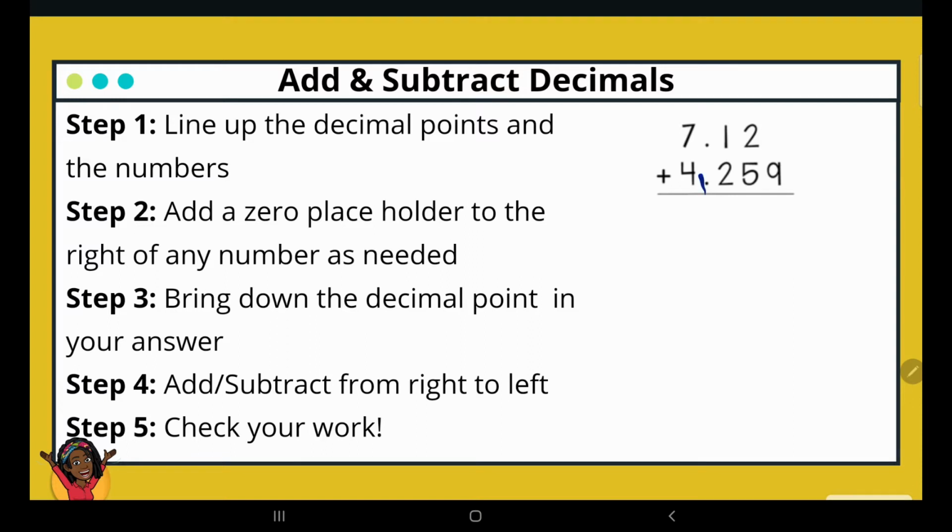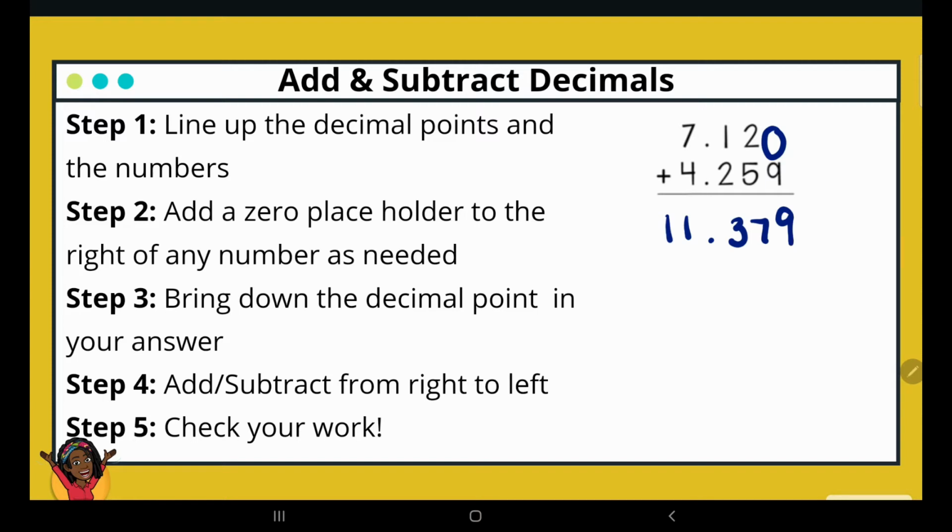As you see, these decimal points are neatly stacked, one on top of the other. Our numbers are also lined up. So our tenths place, our hundredths, and our thousandths. Okay. Now here, if you notice that we're missing a number, so we're going to just put a 0 in there as a placeholder. And now we can go ahead and add. So 0 plus 9 is 9. 2 plus 5 is 7. 1 plus 2 is 3. And I want to make sure that I bring this decimal point down as best as I can. And then 7 plus 4 is 11. So here, the sum of 7.12 and 4.259 is 11.379.